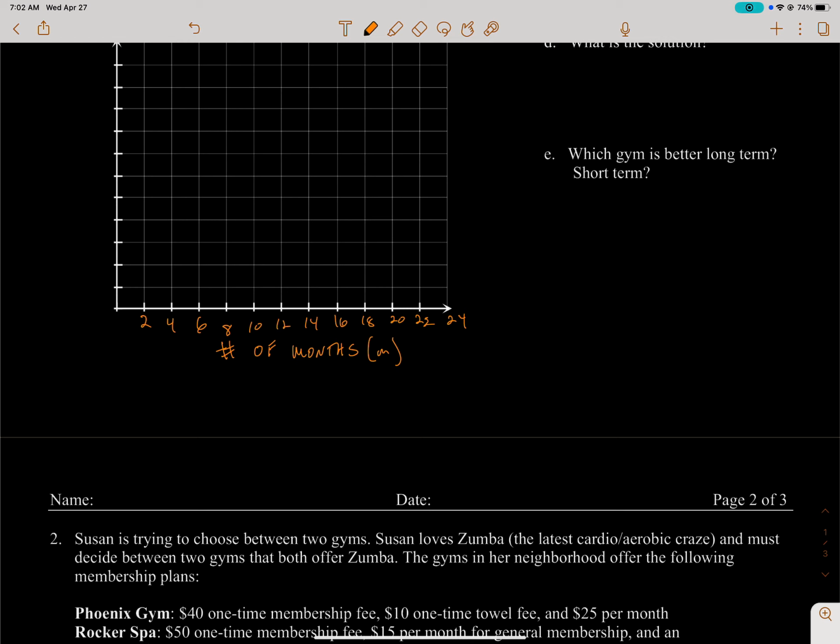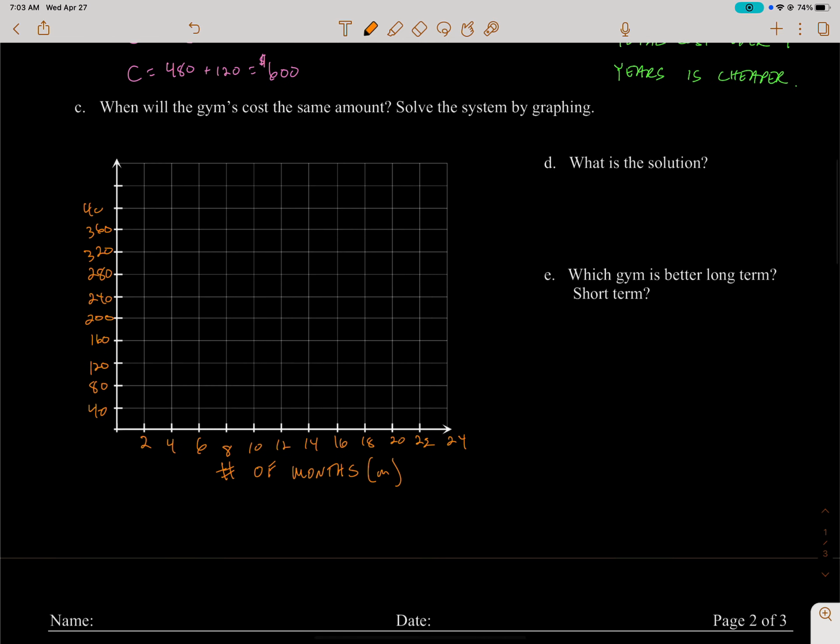So we're going to go 40, 80, 120, 160, 200, 240, 280, 320, 360, 400, 440, and 480. All right, and this is the cost in dollars, the total cost.